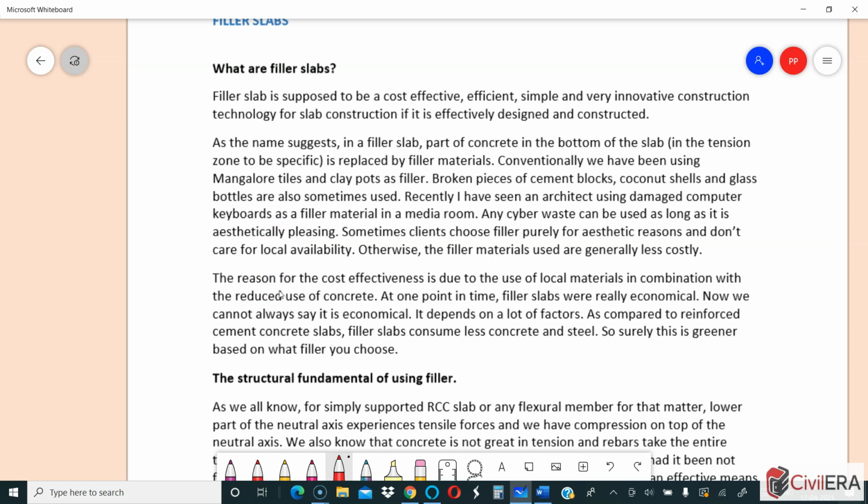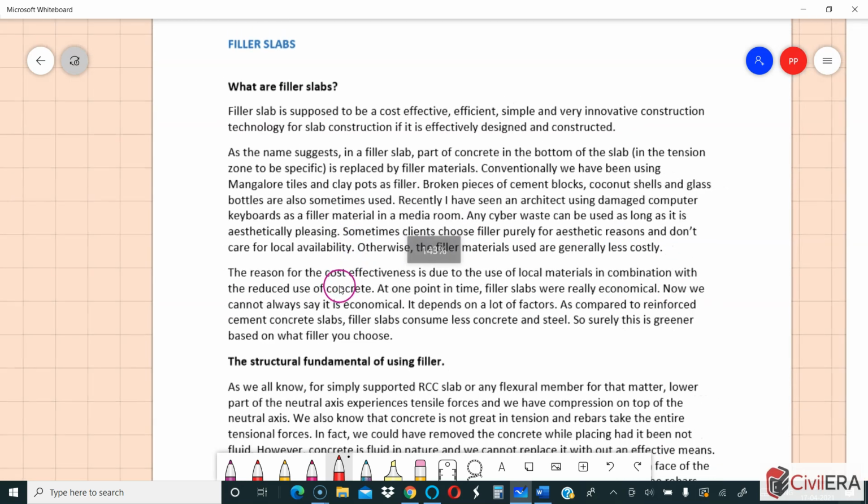Very recently I have seen an architect using damaged computer keyboards as a filler material in a media room. So all these innovations and experiments do happen, and you can use various filler materials like this. Any cyber waste can be used as long as it is aesthetically pleasing. Sometimes clients choose filler purely for aesthetic reasons and don't care for local availability. Otherwise, the filler materials used are generally less costly because we adopt locally available material.